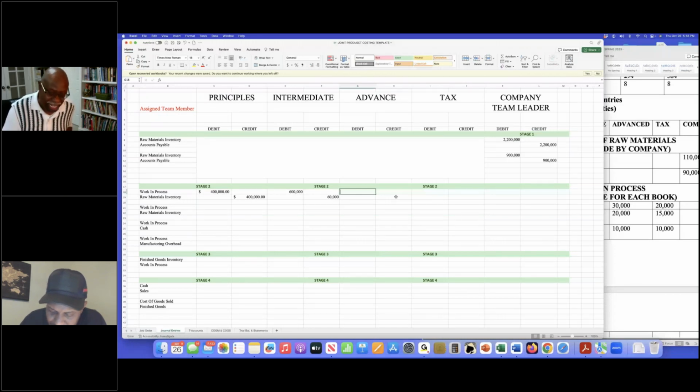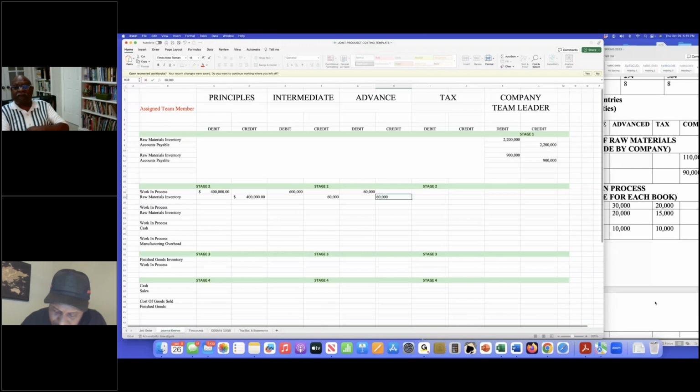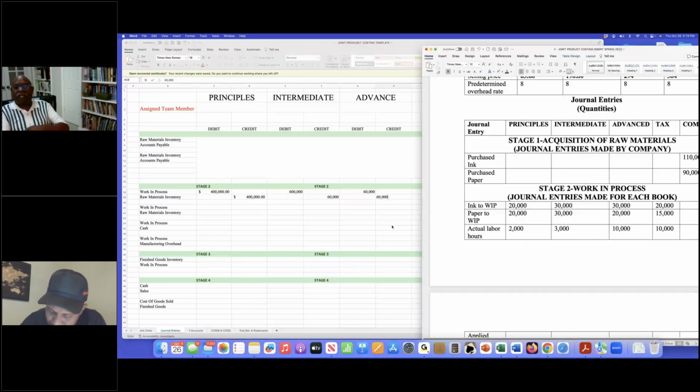And finally, for the tax book, was mine 20,000 times 20? Yep, 20,000 times 20, that's correct, so it's 400,000.